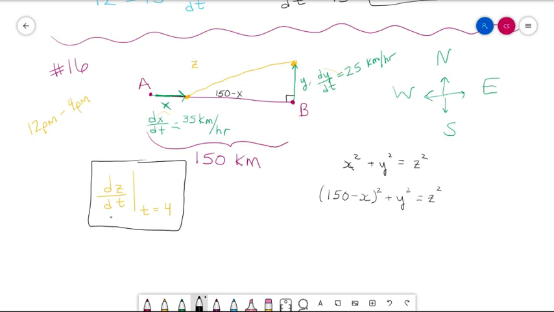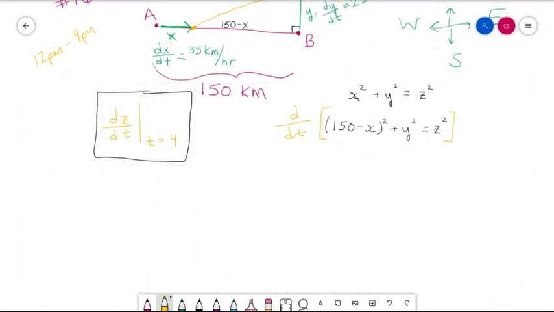Because we're trying to find a rate of change, our next step is to take the derivative with respect to t of both sides. All right? Because everything's a function of time. As the hours pass by, x is going to get closer to b. As the hours pass by, ship A is going to get closer to here. Ship B is going to go farther up. And as time passes, z is going to get longer and longer. So everything's a function of time. So let's go ahead and take the derivative with respect to t.